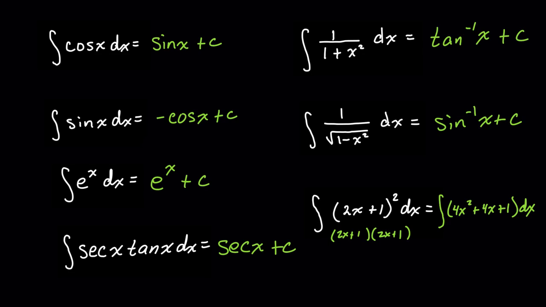All right, so what that's going to yield then is the integral of 4x squared would be 4x cubed over 3 plus, and then you're going to have 4x squared over 2 plus x plus c. And what I would do is I would reduce 4 over 2, which reduces to just 2x squared.